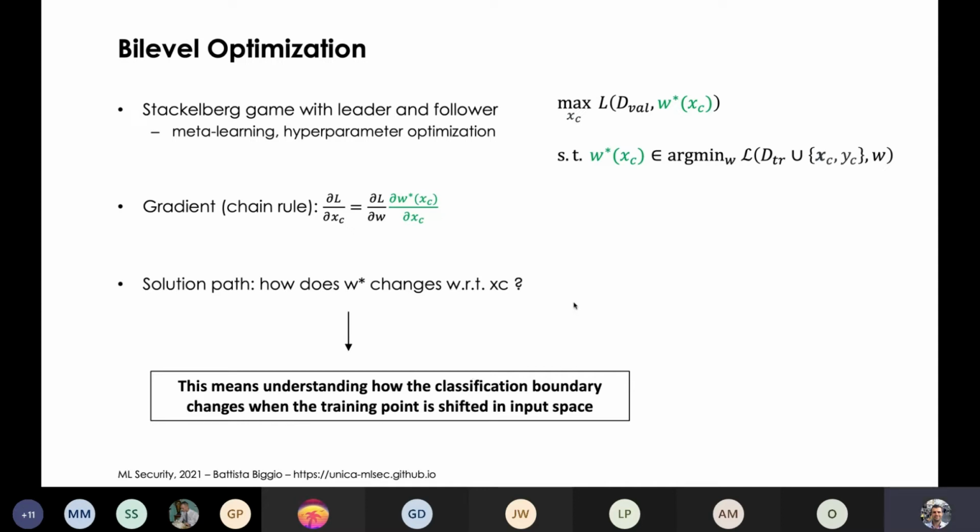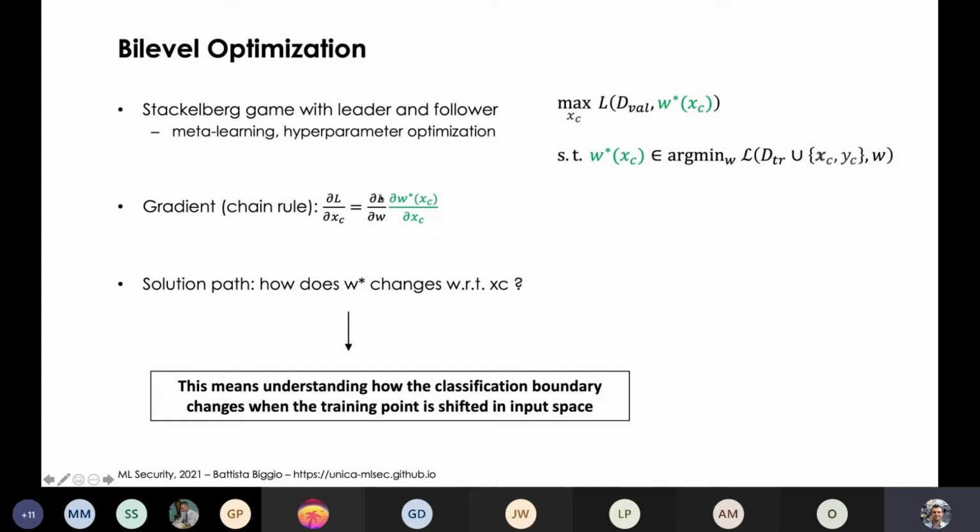Okay, so now the good news is that, let's say you want to solve this by gradient descent. Again, I want to compute the gradient of this loss with respect to the input training point, xc. If you take the derivative of this, this is the derivative of the outer function with respect to w. And then, since this w star is an implicit function of xc, it implicitly depends on your training point, you're going to have this derivative here. Okay, so that's using the chain rule.